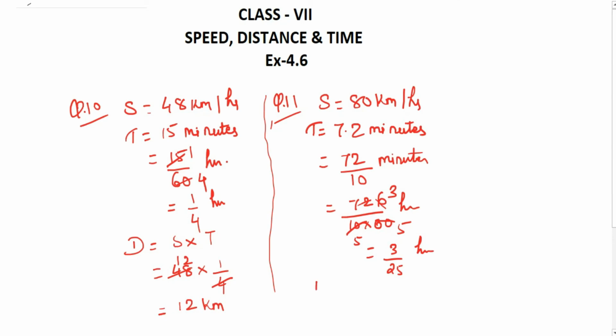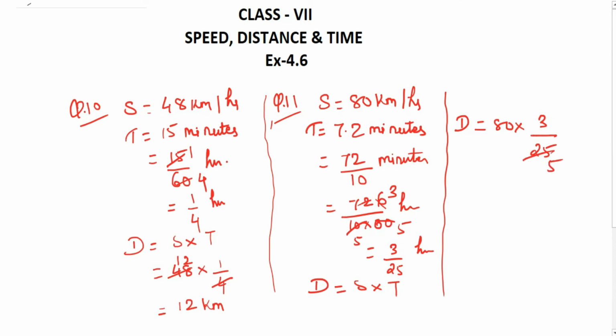Now we know the formula that the formula of distance is speed into time. So let us go ahead with the final part. Distance will be equal to 80 into 3/25. You know that 5 5s are 25, 5 1s are 5, carry forward 3, 5 6s are 30, 16 3s are 48, divided by 5. 5 9s are 45, decimal, carry forward 3, 5 6s are 30. So the final answer is 9.6 kilometers.